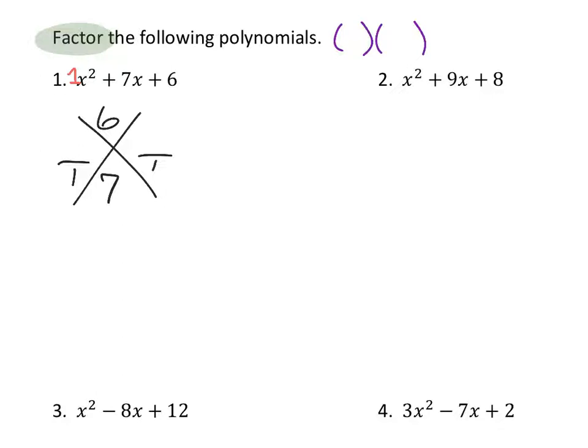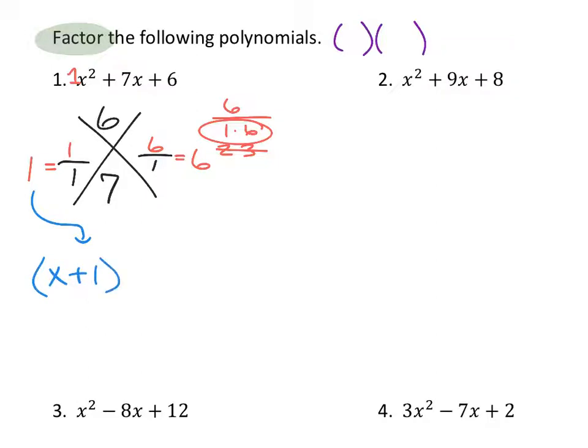Now that we've set up our x puzzle, we solve it. We're looking for factors of 6 that will add up to 7. Factors of 6 are 1 times 6 and 2 times 3, and the only way to make 7 out of 1 times 6 and 2 times 3 is to add 1 plus 6. We reduce each side of this fraction, and then we write it in factored form. This is x and a positive 1.